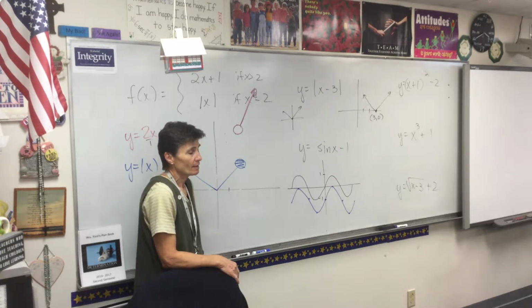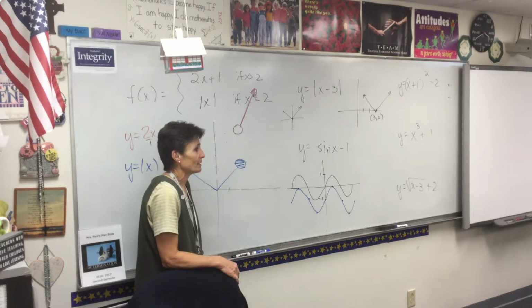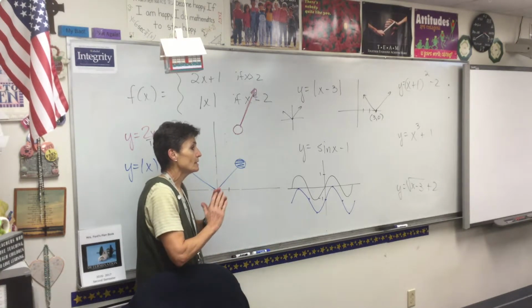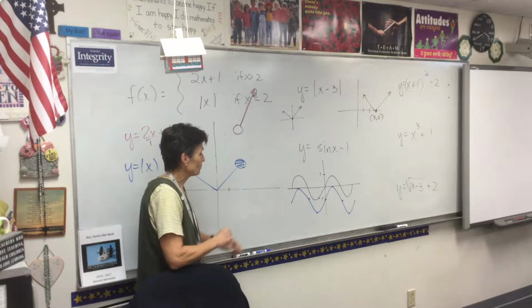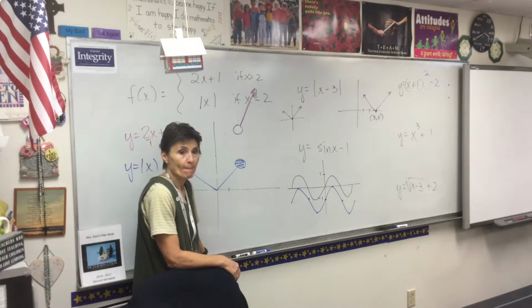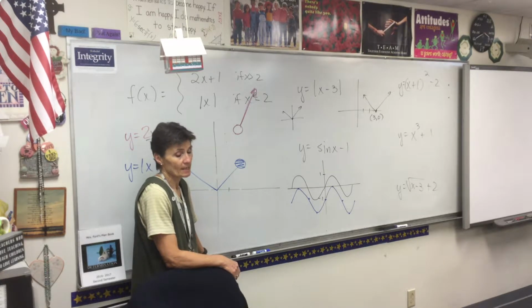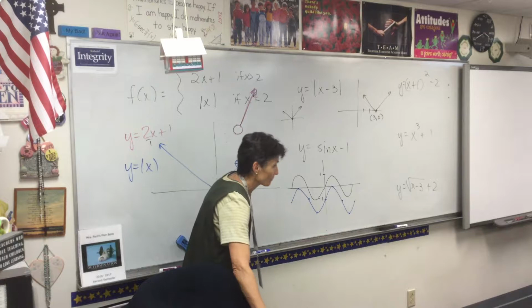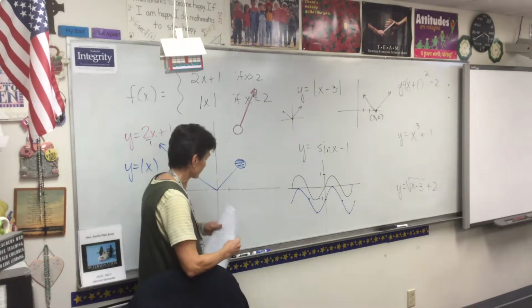I think with some of these, it's easier if you just go ahead and sketch the original and then move things around. The sine curve goes through the origin, and the cosine doesn't go through the origin.